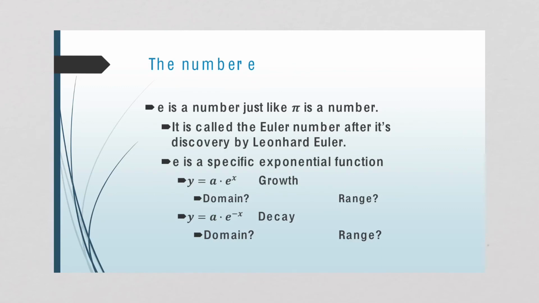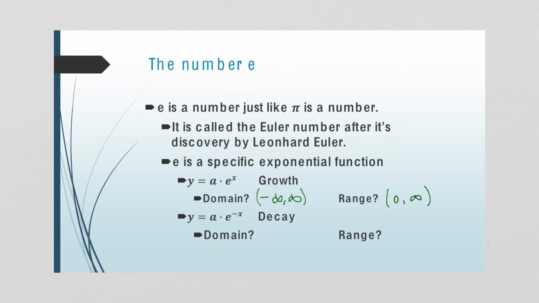So the next thing we're going to talk about is the number e and the natural log. E is a number just like pi is a number. It's called the Euler number after its discovery by Leonhard Euler. E is a specific exponential function. If I have a times e to the x, it's a growth. And its domain, just like all other exponentials, is -infinity to infinity. Its range, however, goes from 0 to infinity, like all other exponentials.